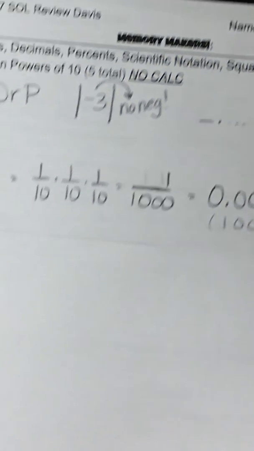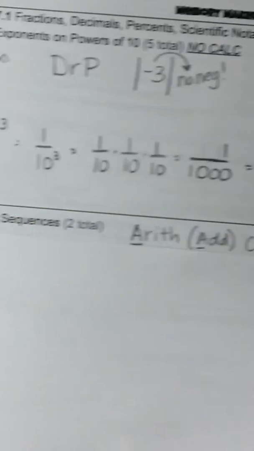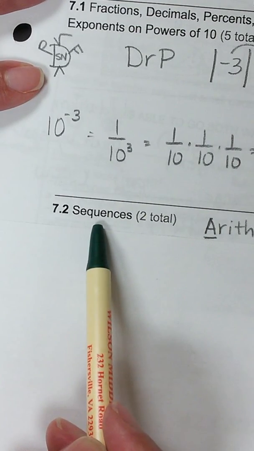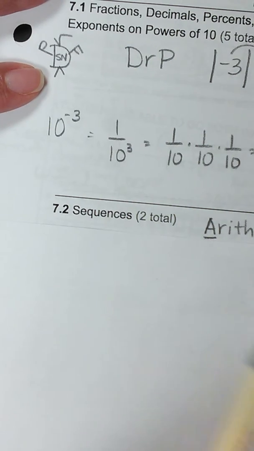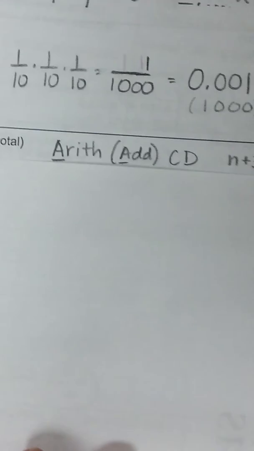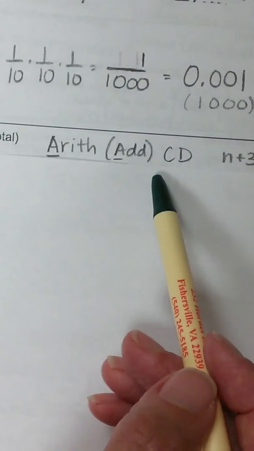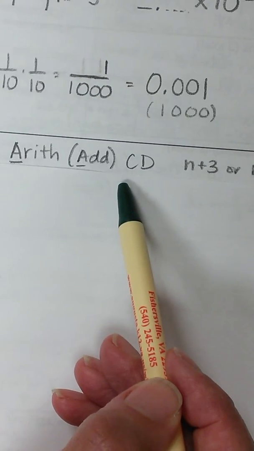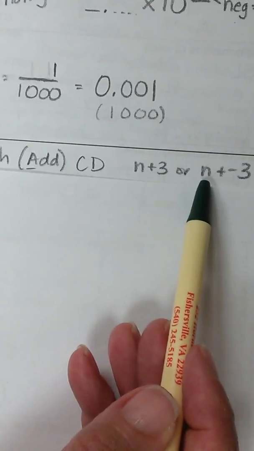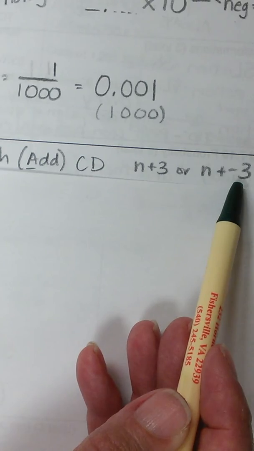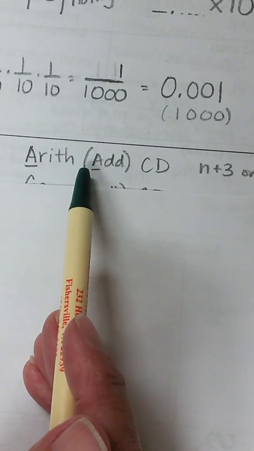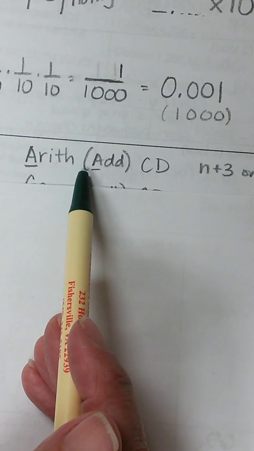The next of our memory makers is for 7.2. This is about sequences. We have 2 or so memory makers for this as well. For this one, arithmetic means add. You're going to get a common difference for those. And that could be written as n plus 3 or n plus negative 3. Again, arithmetic starts with an A, and that's how we can remember that that means to add to get the next term.